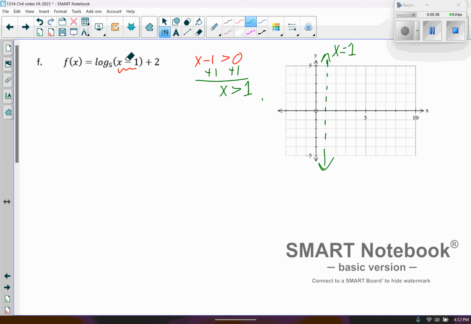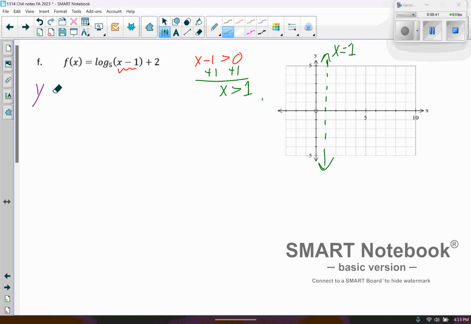Now, I could play around and try to find some values to make this work, but an easy approach is to go ahead and find the inverse function of this and then find a table, swap the values, and plot those points for your logarithm function. So first thing I'm going to do is change the function notation to y. So y equals log base 5 of x minus 1, plus 2.